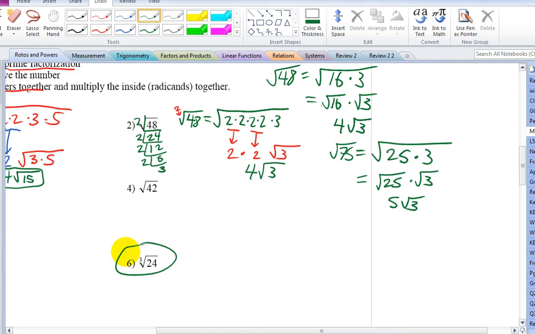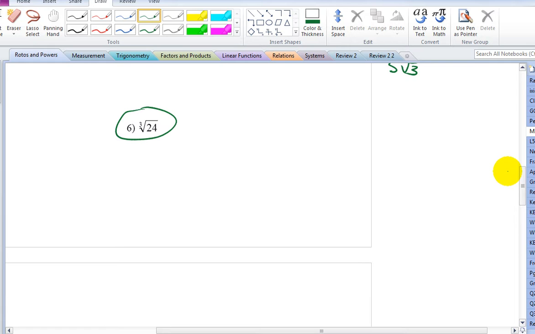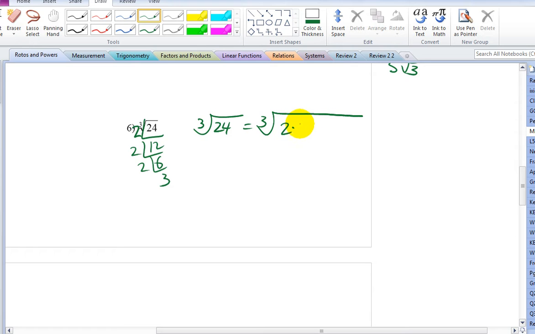You want to try this one right now? Let's try that one right now, number 6. Okay. So start dividing. Divide by 2. Now don't lose your index of 3. That's really important. Okay. Be very, very particular. So here we're looking for groups of 3. So we can take out a 2. Cube root 3 is your final answer.